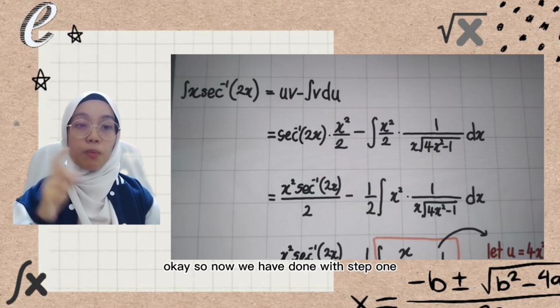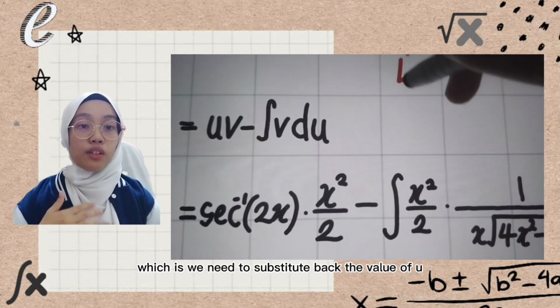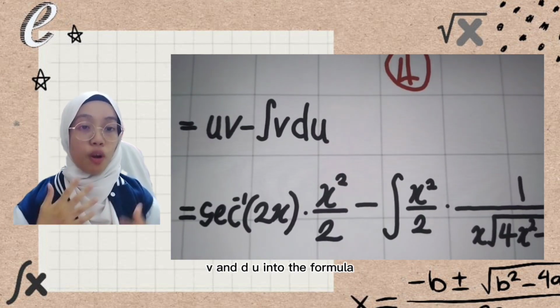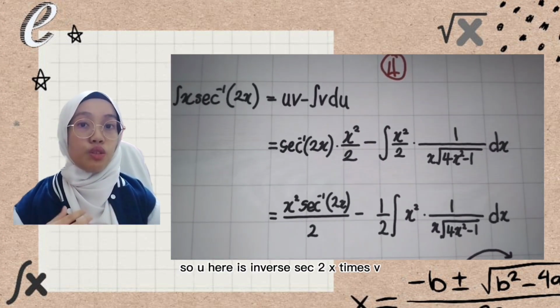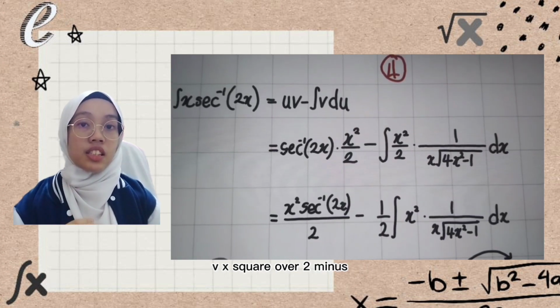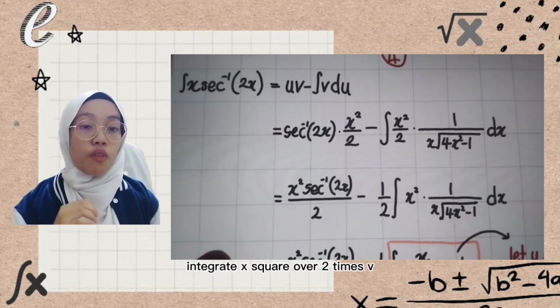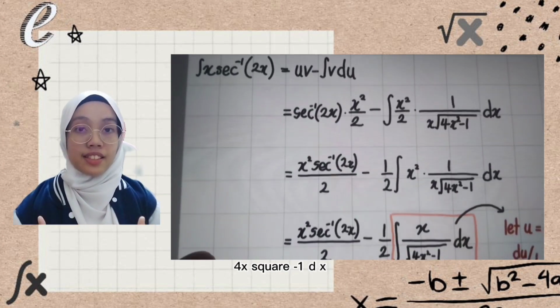Okay, so now we have done with step 1, step 2, and step 3. Now we are going to do step 4, which is we need to substitute back the value of u, v, and du into the formula. So the formula here is uv minus integrate v du. So u here is inverse secant 2x times v, x squared over 2, minus integrate x squared over 2 times 1 over x square root 4x squared minus 1 dx.